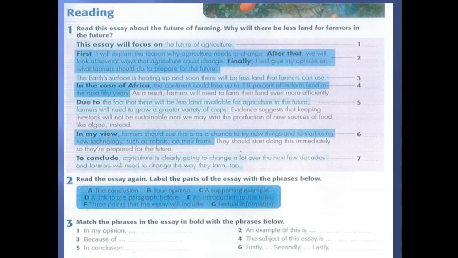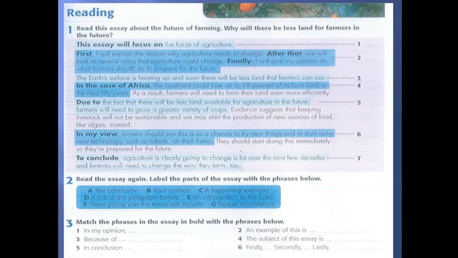Let's practice. This is an extract from textbook New Hello. This is an essay, as you can see. The exercise, as you can see: read this essay about the future of farming. Why will there be less land for farmers in the future? After reading the essay, you have to answer number 2. Read the essay again and label the parts of the essay with the phrases below.